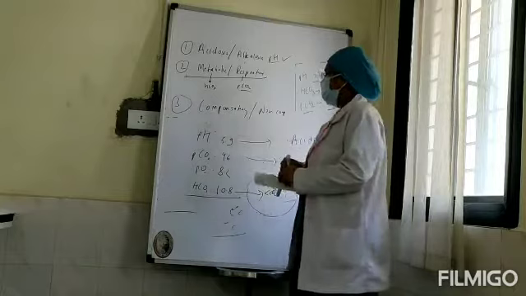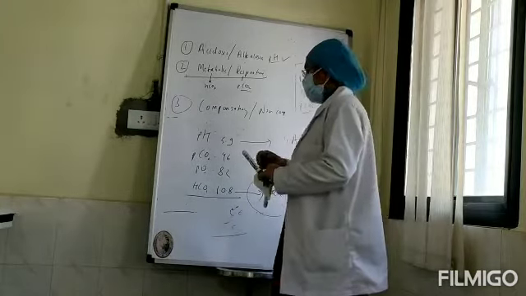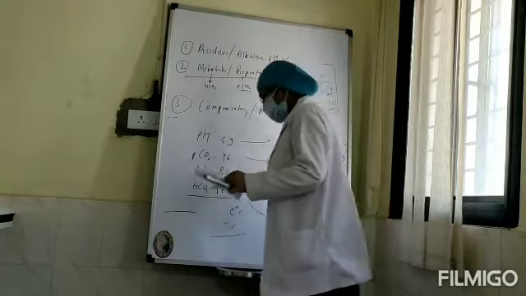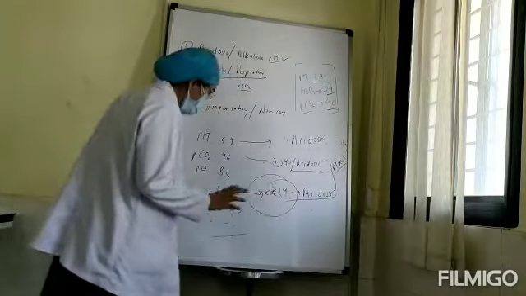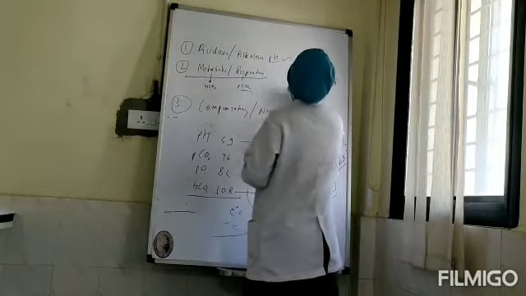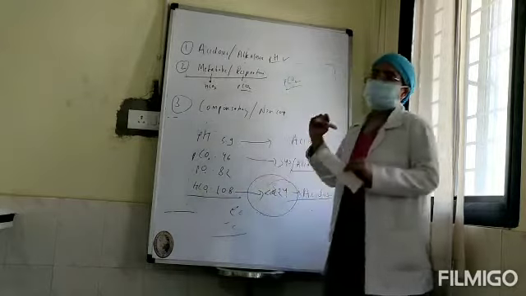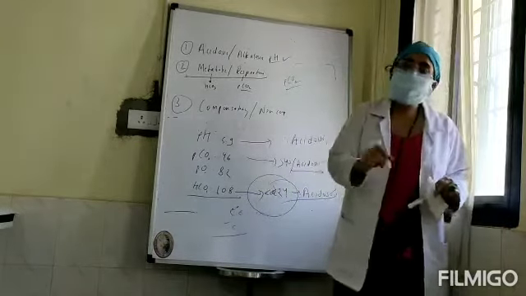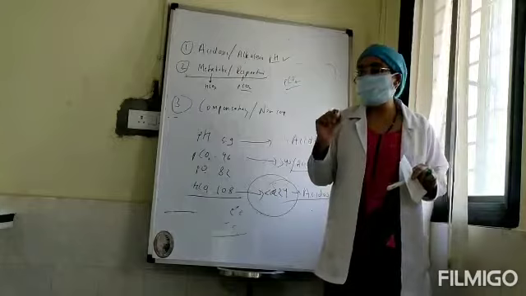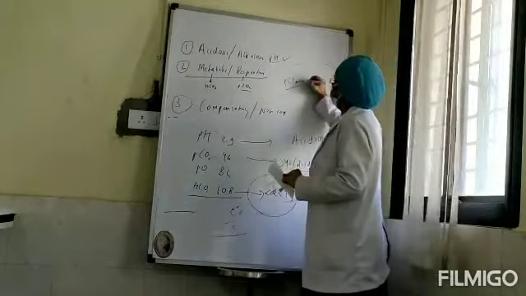So how are you going to decide about the compensation and how much the compensation is? Is it okay or not? For compensation, if I want to know the expected CO2, there is a formula which you have to do every day. Otherwise, it will be very difficult. If you do it every day, you don't need to memorize it. That formula is very simple.